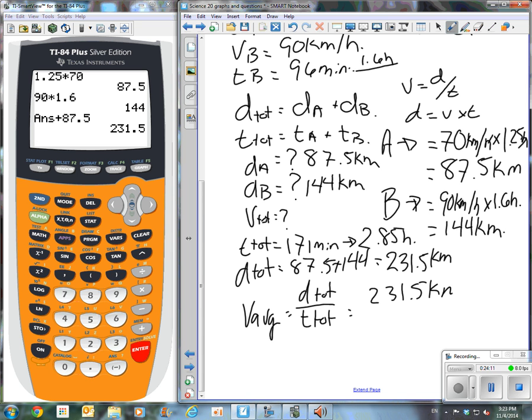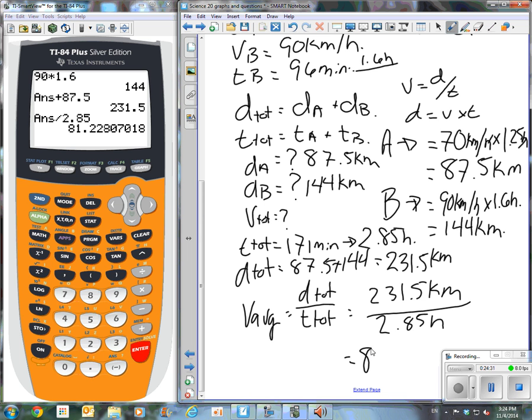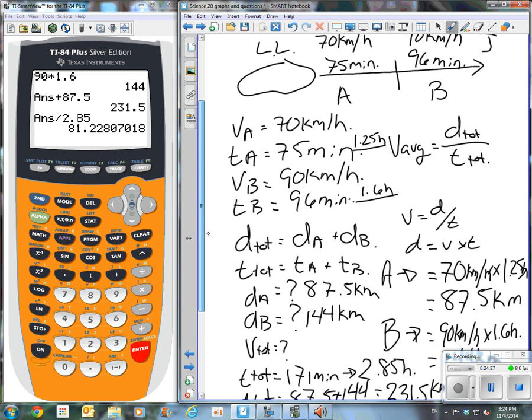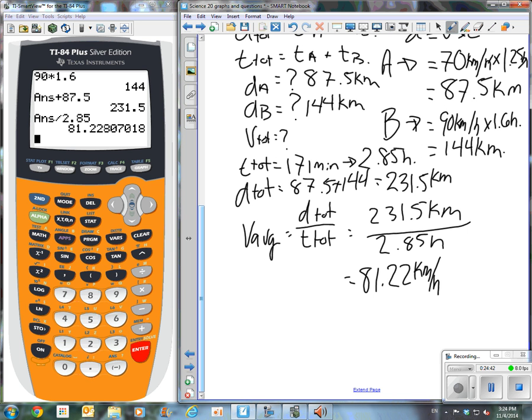231.5 kilometers in 2.85 hours. So figuring that out here, 231.5 divided by 2.85 gives me a total of 81.22 kilometers per hour. So now for significant figures, I'm going to look back up at my question. I've got two significant figures in everything, which means that I need to report to two significant figures. So 81 kilometers per hour was my average velocity.